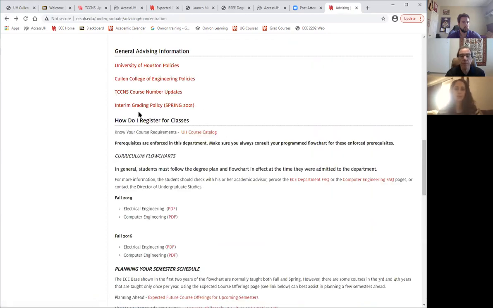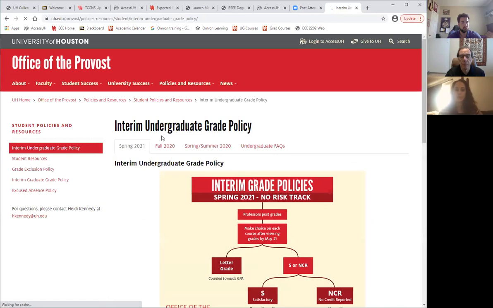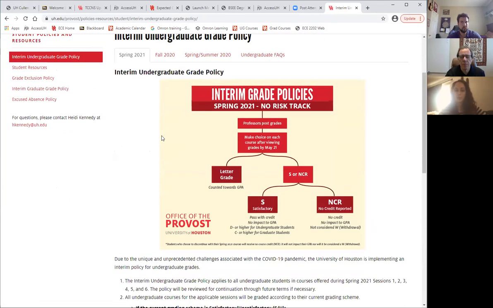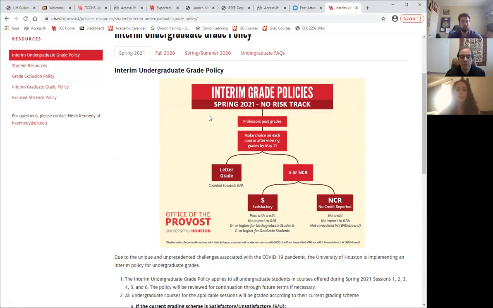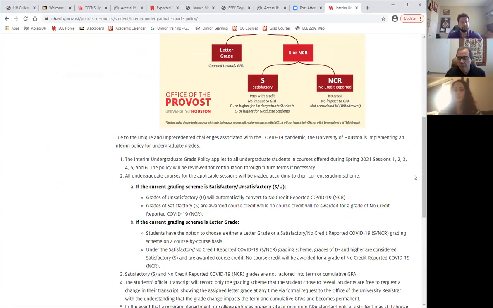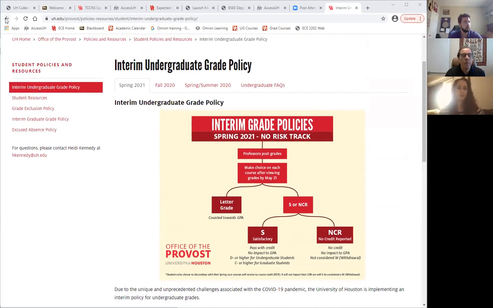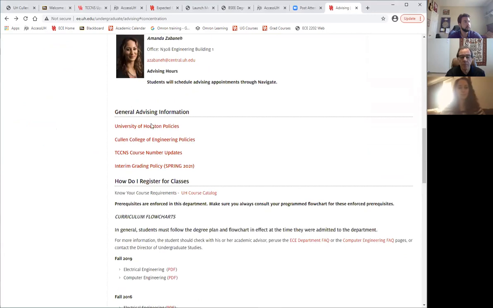And then the interim grading policy, if anybody needs to know that for the spring, this is under the provost's office. So any questions, you can see on the left-hand side, all those refer to Heidi. But they also have a fact page. But if you have any issues where you're not able to see something, or something's going wrong with how your grading is going, the interim form, those questions can be sent to Heidi Kennedy, which her email is right there on the left side. But that's mostly it.